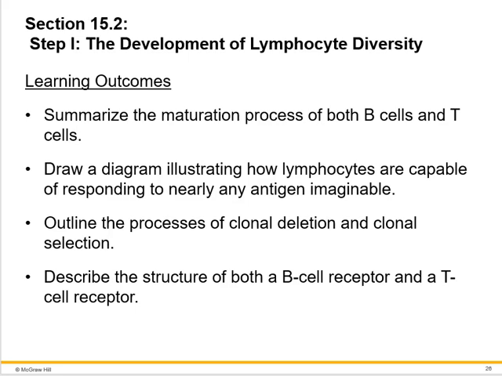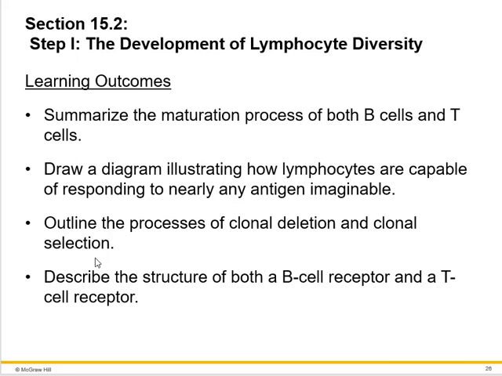So in section 2, we'll be looking at the development of lymphocyte diversity. We'll look at the maturation process in a little bit more detail for both B and T cells, but pretty much the chart that I had showed you in the previous section goes over it in pretty good detail. Draw a diagram illustrating how lymphocytes are capable of responding to nearly every or any antigen imaginable.